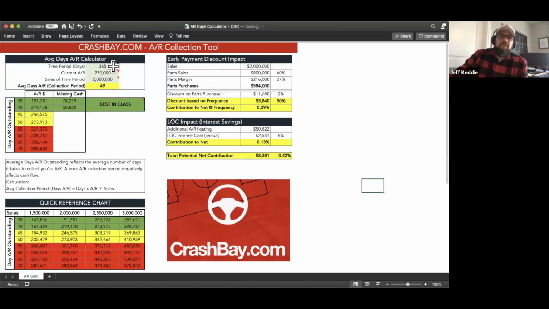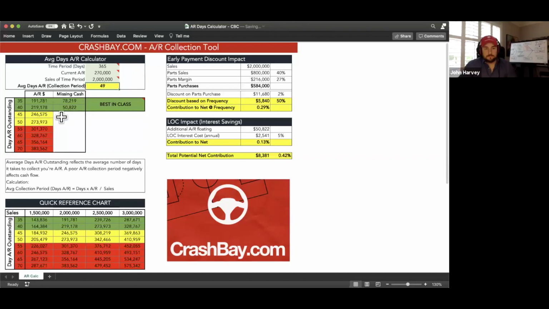So what we do in the example here, there's a calculation. You put in your sales for the time period, you put in your current AR, and it gives you, on average, how long it takes for you to collect your accounts receivable. So in this example, and these numbers are from an actual real shop, it was 49 days on average to collect their AR. So what does that mean as far as cash floating out there? We look down here, we've got $270,000 of cash floating out there.